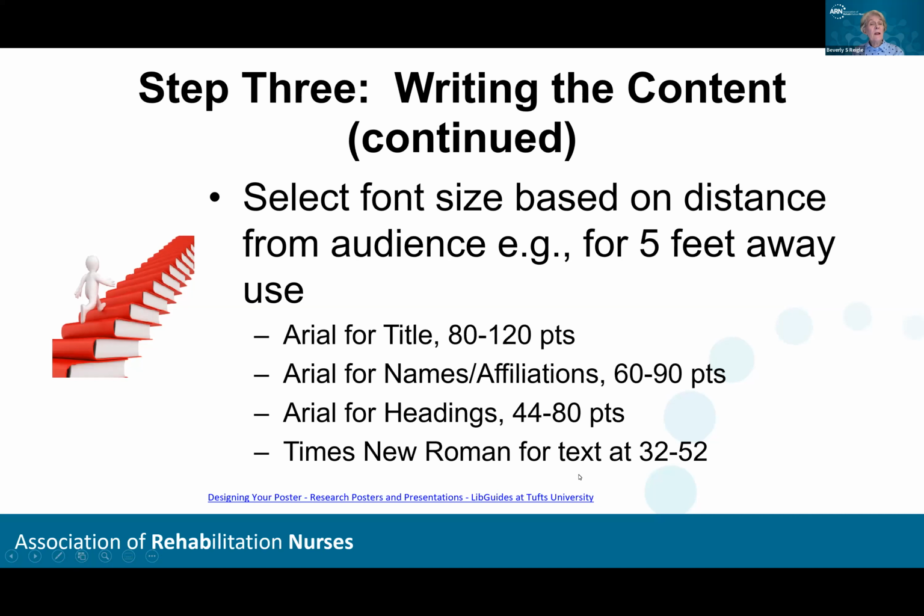Select the font size based on distance from audience. So think about it, first of all, as 5 feet away, because people are walking down an aisle often. So think about them being at least 5 feet away. And if you are trying to attract them, you've got to have it large enough to bring them in, besides the visual appeal, which is the first attraction, but then looking at the relevance. So 80 to 100 points for the title, 60 to 90 for the names and affiliations, 44 to 80 points for the headings, and then Times New Roman for the text could be 32 to 52. And again, you can use Arial all the way through. There's nothing wrong with that.